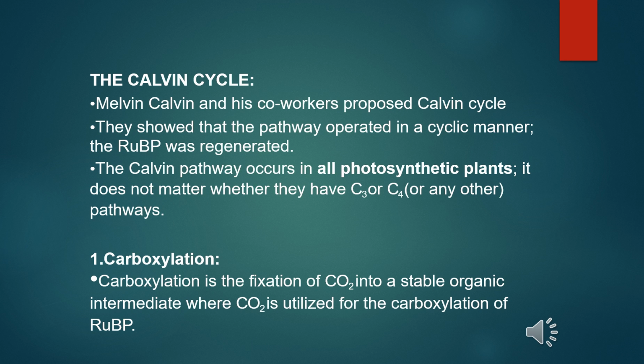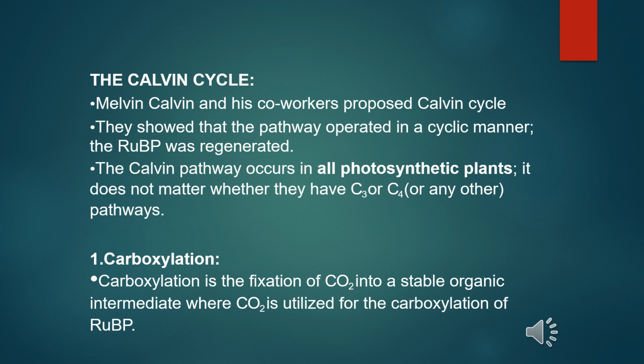Melvin Calvin and his co-workers proposed the Calvin cycle. They showed that the pathway operated in a cyclic manner. The RuBP was regenerated, ribulose bisphosphate. The Calvin pathway occurs in all photosynthetic plants. It doesn't matter whether they have C3 or C4 pathways.